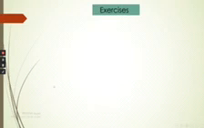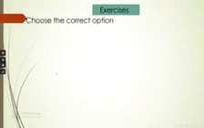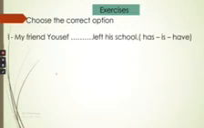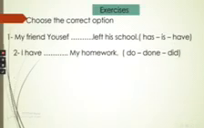And now we will have some simple exercises. Choose the correct option. This is number 1. My friend Yusuf left his school. You have to choose has, is, or have. The second one: I have my homework. I have do my homework, I have done my homework, or I have did my homework.